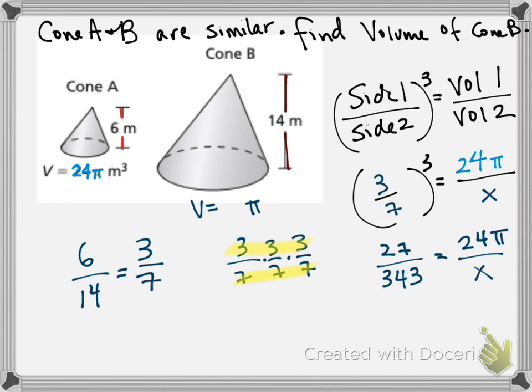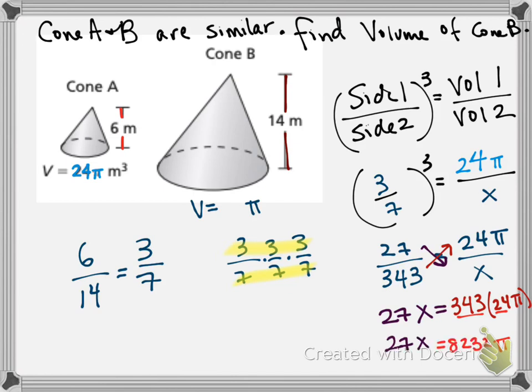You are going to cross multiply. So 27x will equal 343 times 24 pi. You can multiply the two numbers together and keep pi, just drop pi down. So 343 times 24. Last step would be to divide by 27. If you're not using a scientific calculator, that is fine. You're going to divide these two together and again drop down the pi.